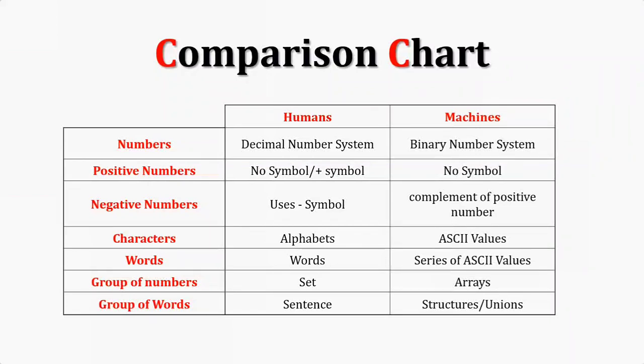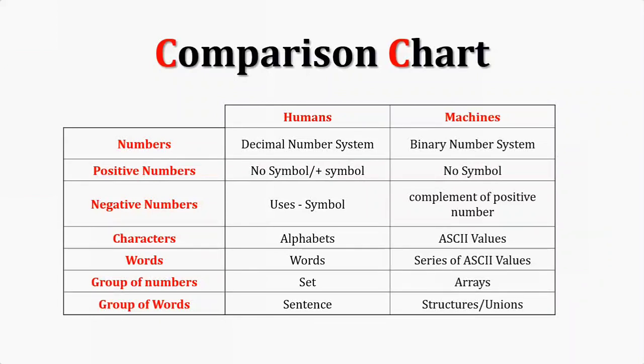Coming to the negative numbers, humans use a hyphen symbol prefixing every number to represent whether it is a negative number or positive number. Coming to the machines, it uses the complement of positive numbers to store and manipulate. Coming to the characters, humans use alphabets and machines use ASCII values.